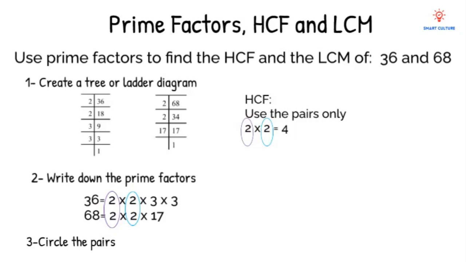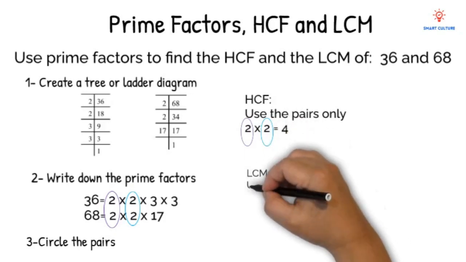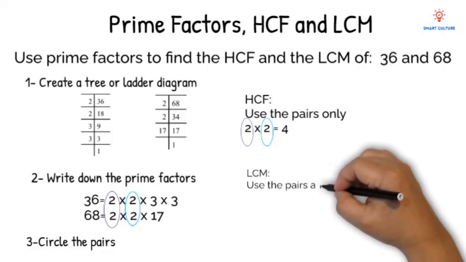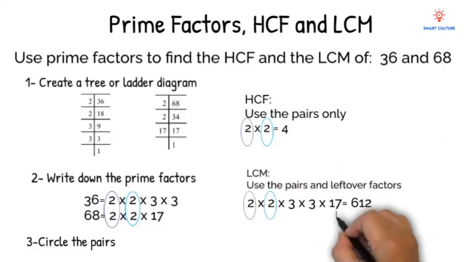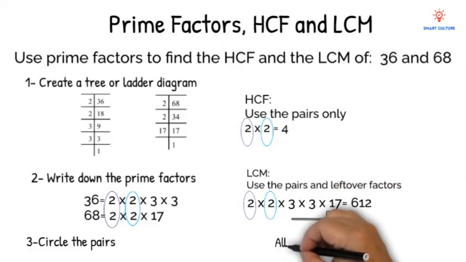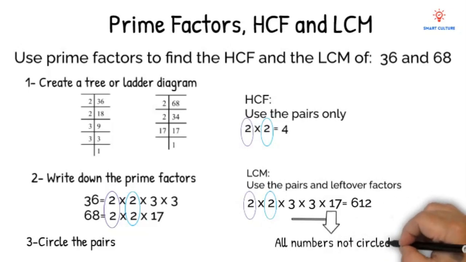For the LCM, we're going to use the pairs and all the leftover factors. Once again, we are going to use the 2 from the purple circle, the 2 from the blue circle, and then you will see there is a 3, a 3, and a 17 that has not been circled. You need to include these as well. Then we multiply all these numbers together to get the LCM, and this is 612.